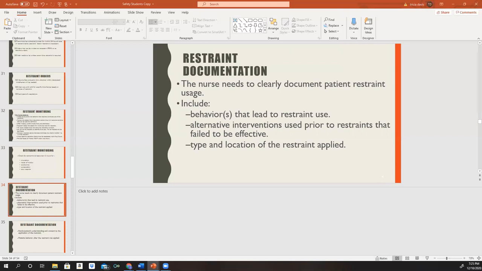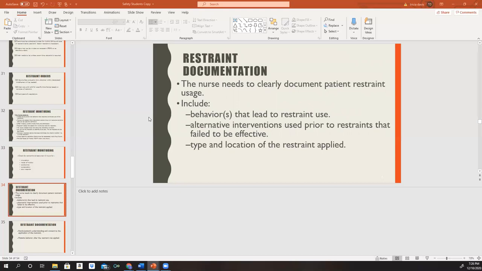Okay. So documentation: the nurse needs to clearly document patient restraint, which includes the behavior that led to the restraint use, the alternative interventions used prior to the restraints that failed to be effective, and the type and location of the restraint applied. These are all things that I fill out all the time when I have a patient in restraints. So why did I put them in restraints? They were pulling at IVs, they were pulling at medical equipment, they were trying to hurt themselves.